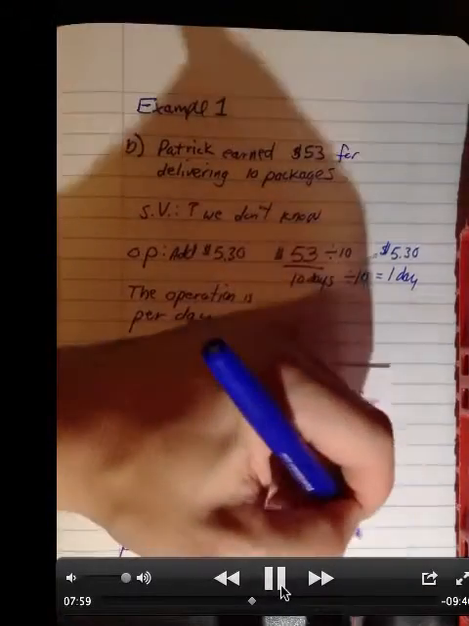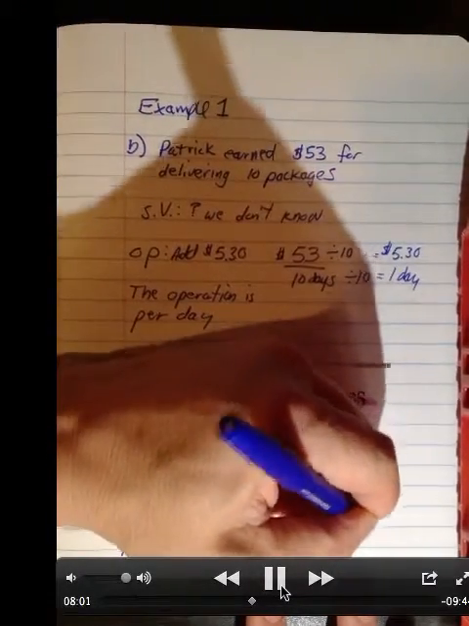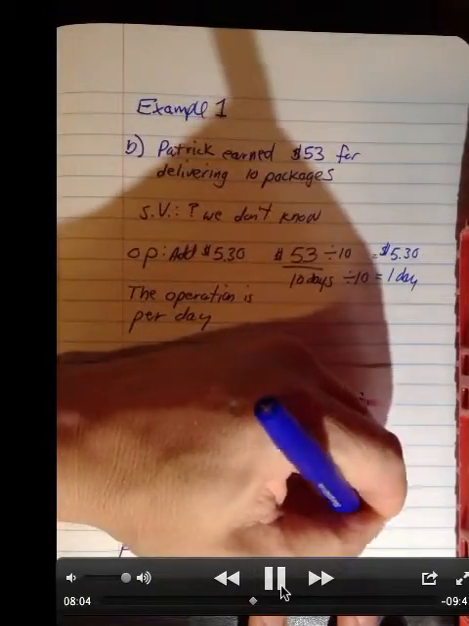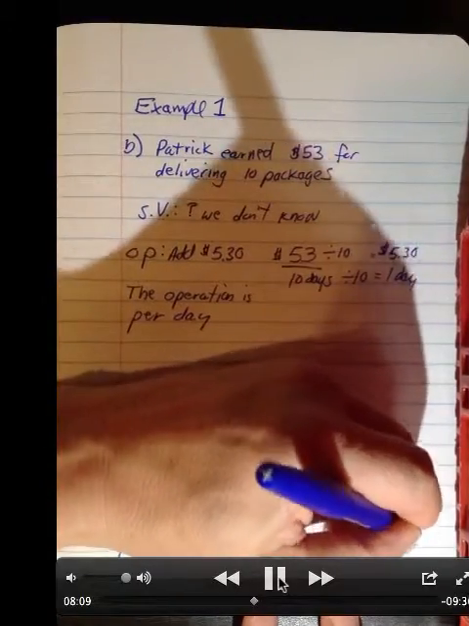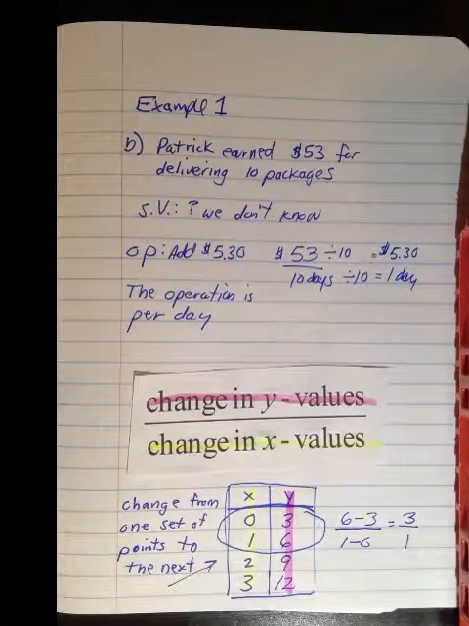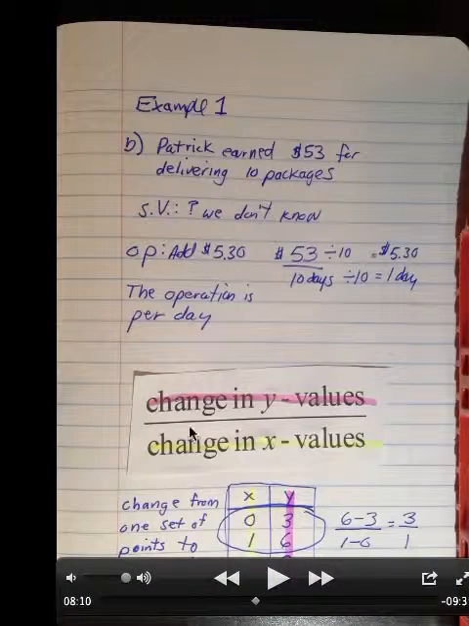So I chose the point 0, 3. That means at x equals 0, y equals 3. This, by the way, does not go with example 1. This is just a random example of sets of points. And the point where x is 1 and y is 6.